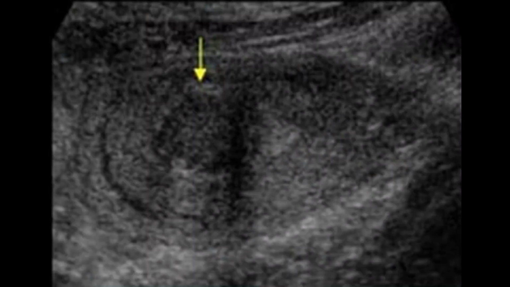Here is another submucosal fibroid. This submucosal fibroid is pushing the endometrium posteriorly because it is arising from the anterior submucosal location. A small submucosal fibroid can be symptomatic and maybe a large subserosal fibroid can be asymptomatic.